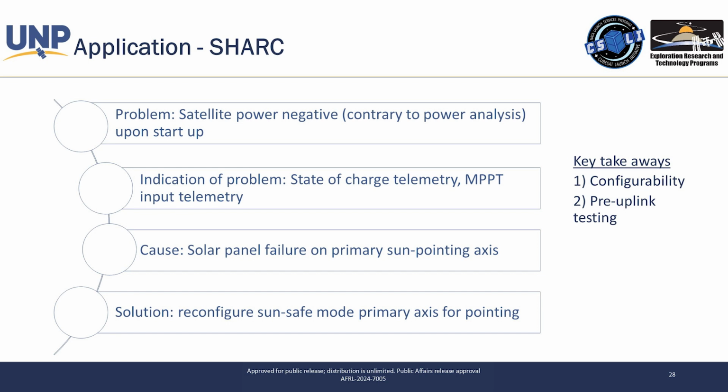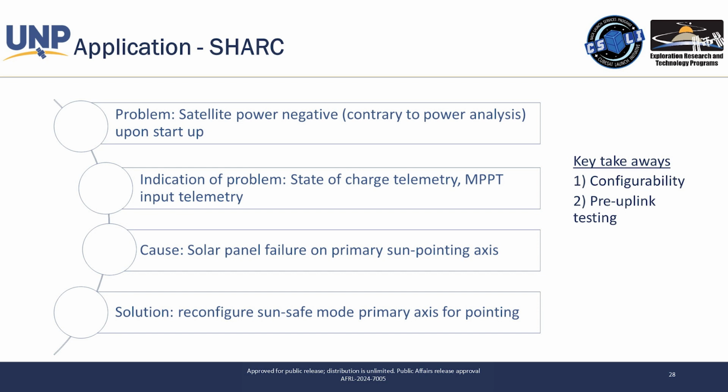They saw that there was a problem, figured out the cause of it, and then were able to figure out a solution. So some of the takeaways here: configurability. If you are locked into one mode, one specific state for everything, and something goes wrong with one of the key components, then you can't really fix the problem. In this case, if they had not been able to readjust their primary pointing axis, they wouldn't have had power and the mission would have failed before it really even started.